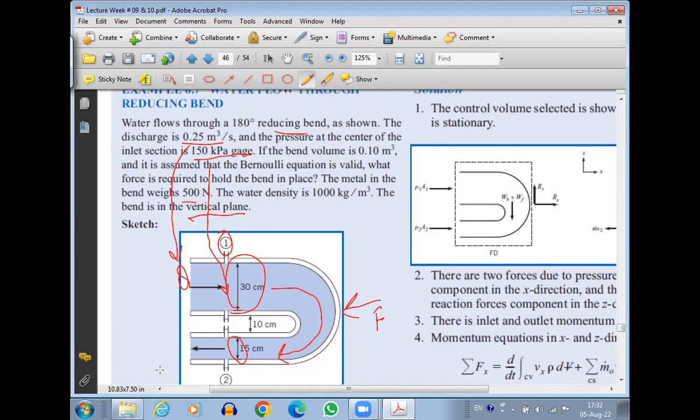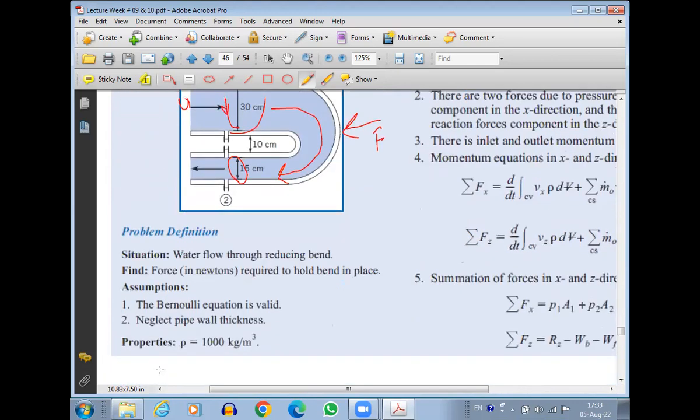So this is the problem statement. First of all, do you understand the problem statement and the figure? Is there anything within the problem statement and the figure which is not clear? Please feel free to ask. So now let's move over to the solution.